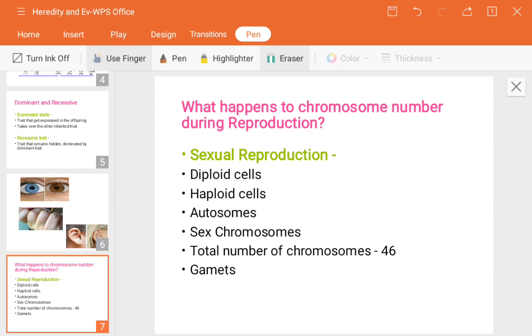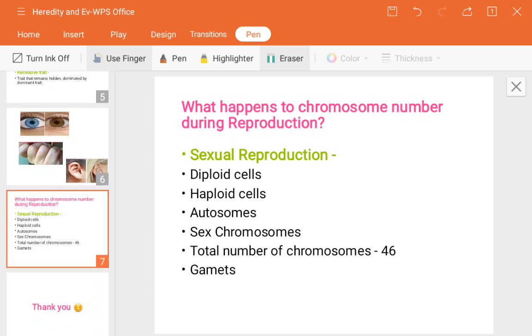So whenever a new individual is reproduced, it will have 46 chromosomes. What will be the conclusion here? Both parents contribute equal chromosome numbers: 22 autosomes and one sex chromosome from the father, and 22 autosomes and one sex chromosome from the mother. So totally it becomes 46 chromosomes.